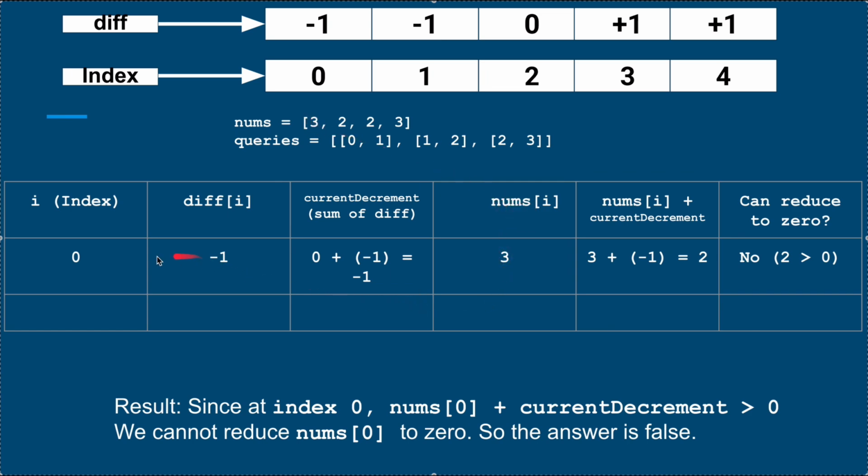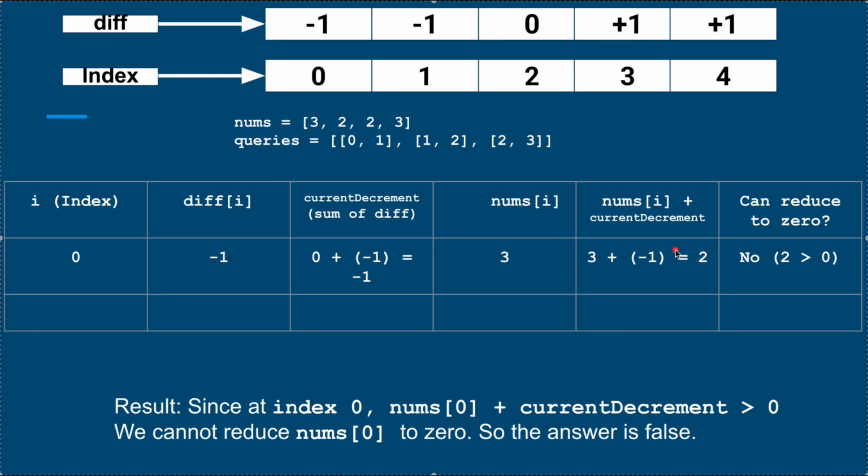So you have got the indices difference and the sum of difference, right? You got the -1. Now nums at I is 3, that we have seen in the nums. Now nums at I plus the current decrement, 3 plus -1, is equal to 2, and it is not coming 0. So can we reduce this to 0? No, right? Because 2 is greater than 0 and we cannot reduce it to 0, right?